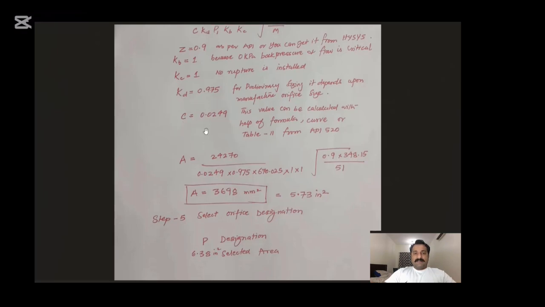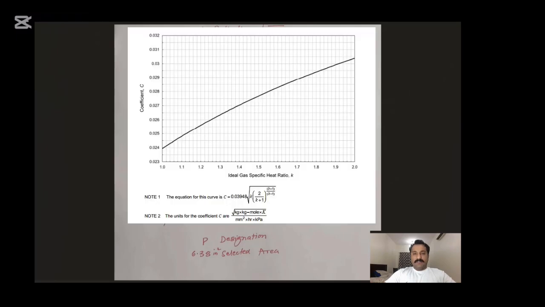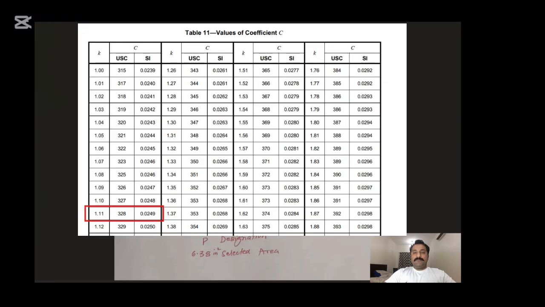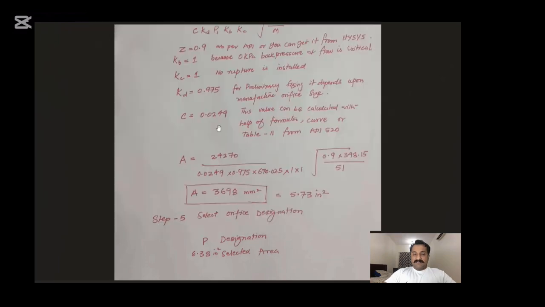Again, this is a constant. We can calculate this value through a formula. You can see the formula on screen, and the graph is also shown on screen. This is C versus K value, which we have already calculated from table 10. And we can also find this C value from table 11 of API 520. You can see on screen the C value across K.